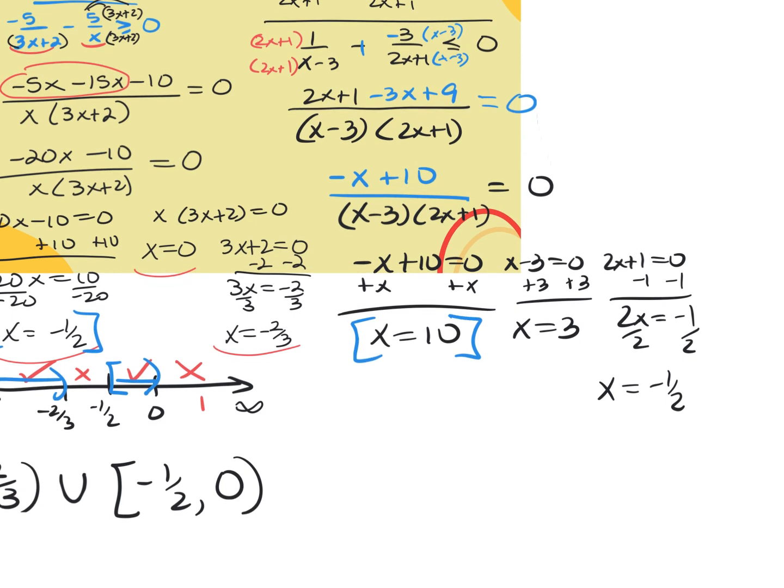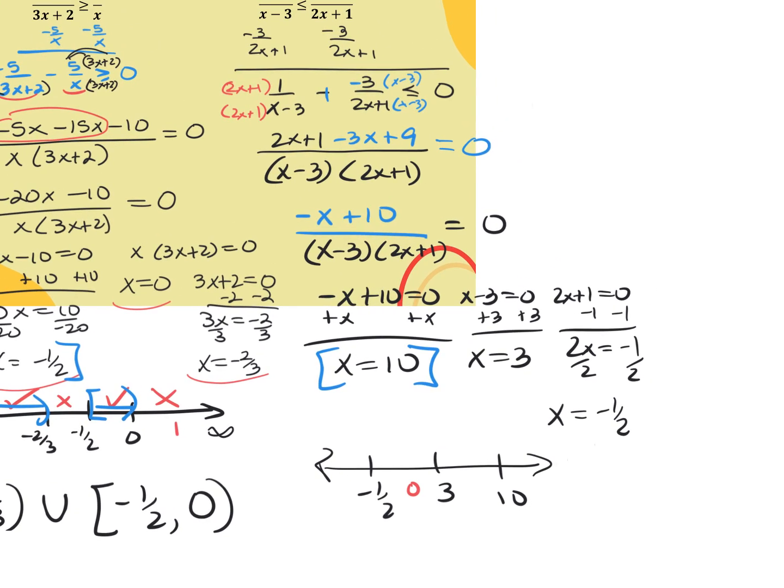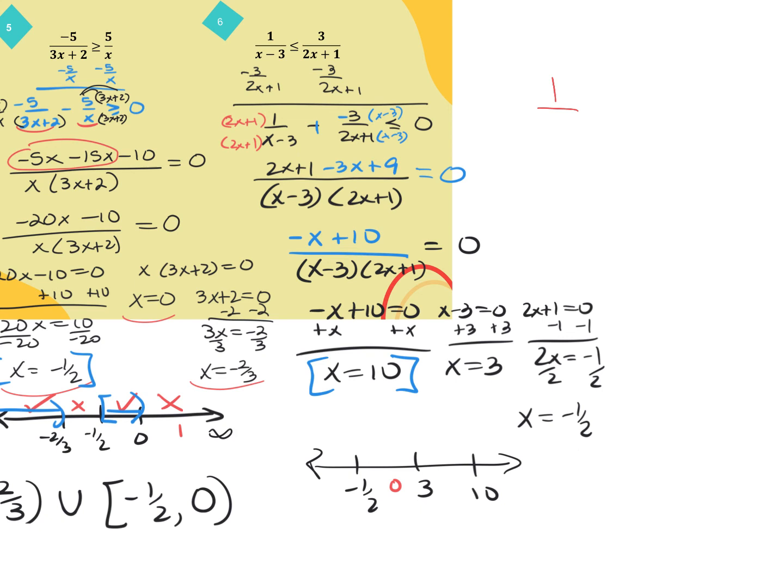So let me make my number line. And I'll put them on least to greatest. So the negative 1/2 first, then the 3, then the 10. This time I can use 0 as a test point. It's located right here. So when I plug it into the original, 1 over 0 minus 3, less than or equal to 3 over 2 times 0 plus 1, 1 over negative 3, 3 over 1. So negative 1/3 less than or equal to 3.